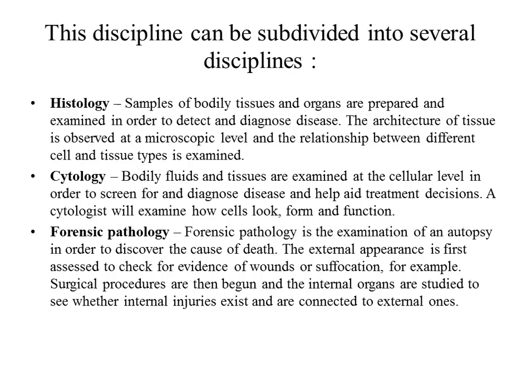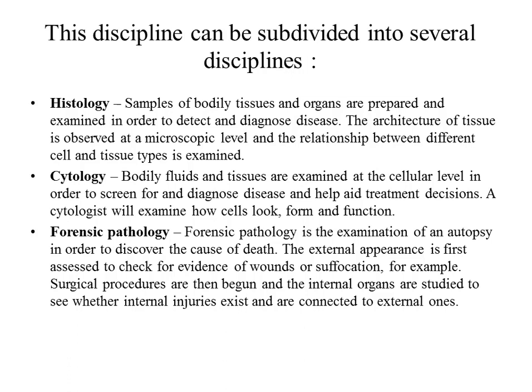Histology. Samples of bodily tissue and organs are prepared and examined in order to detect and diagnose disease. The architecture of tissue is observed at a microscopic level, and the relationship between the different cell and tissue types is examined. Cytology. Bodily fluids and tissue are examined at the cellular level in order to screen for and diagnose disease and help aid treatment decisions. A cytologist will examine how cells look, form, and function.